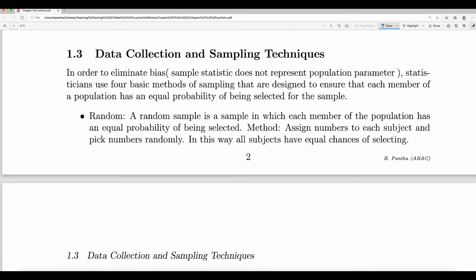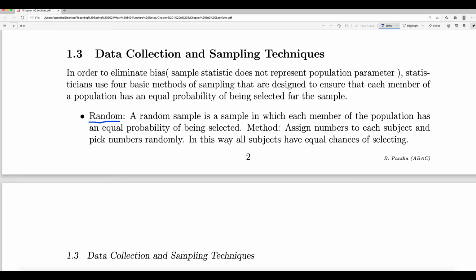All right, so in order to eliminate bias, statisticians use 4 basic methods of sampling that are designed to ensure that each member of the population has an equal probability of being selected for the sample. Number 1 is random sampling. A random sample is a sample in which each member of the population has an equal probability of being selected.